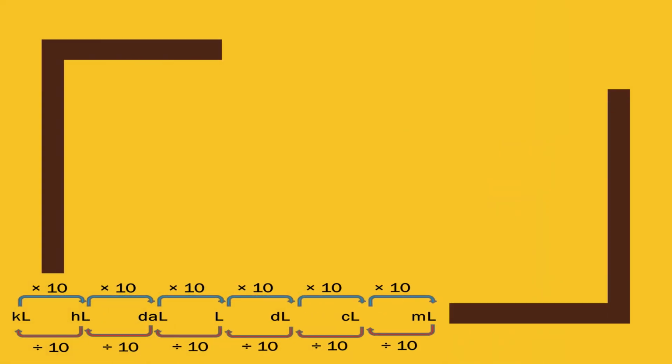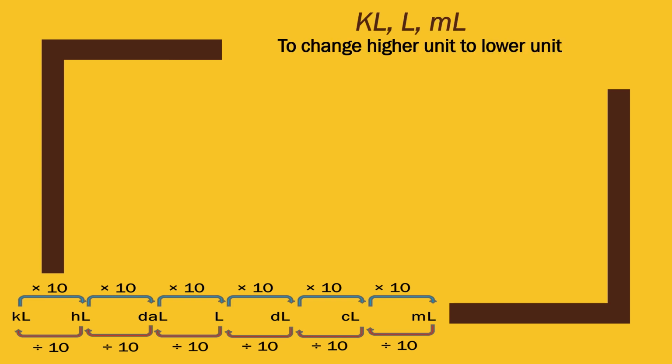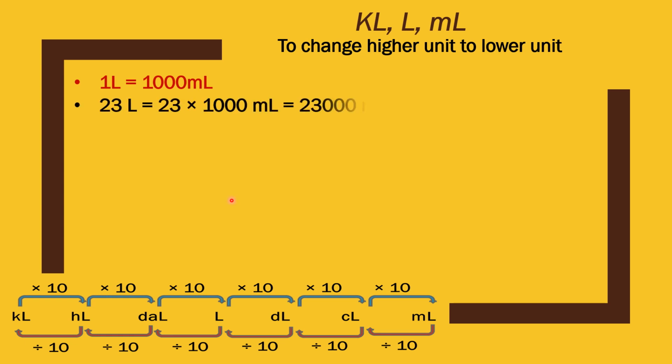Now we will learn how to convert very common units of capacity into each other. Common units like kiloliter, liter and milliliter. At first we will see to change higher unit to lower unit. So at first, liter to milliliter. It means we need to multiply by 1000. It means 1 liter equal to 1000 milliliter.